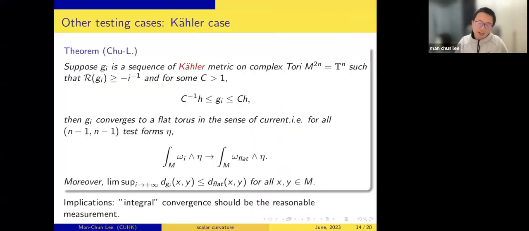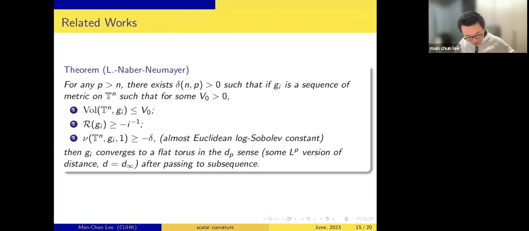But anyway, all these theorems basically tell us the integral convergence seems to be a reasonable measurement, at least in view of the example I did with Peter Topping and in view of all this complex setting with Man-Chun. It seems to be a sensitive notion to scalar curvature in some sense. And I believe some of you already know this. I just want to point out another related work which is related to the DP convergence.